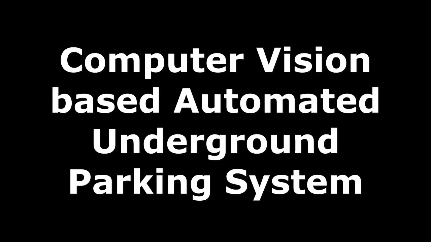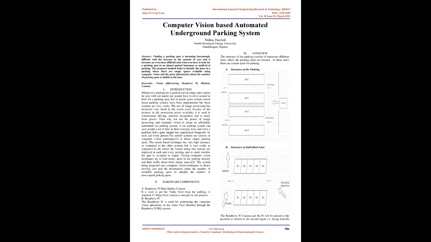Computer vision-based automated underground parking system. Abstract: finding a parking spot is becoming increasingly difficult with the increase in the number of cars, and it becomes an even more difficult task when you have to look for a parking spot in an almost packed basement or multi-level parking. The proposed method looks to identify the lanes in a parking where there are empty spaces available using computer vision and the prior information about the number of parking spots available in the lane.